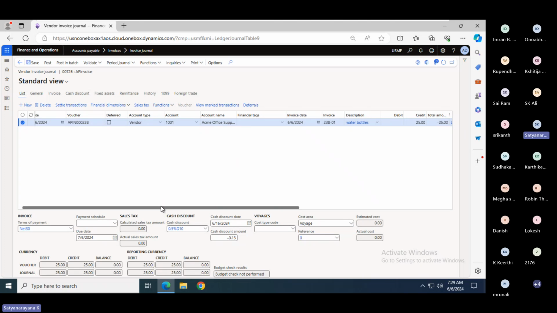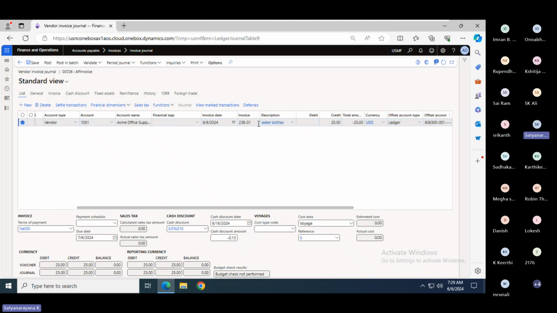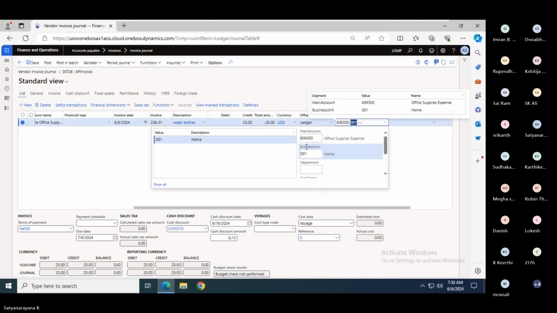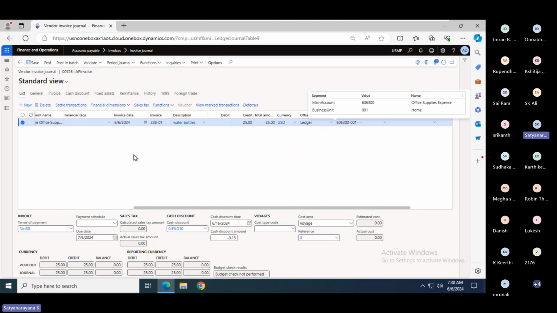Okay. Now, once it is saved, see, we have entered the vendor account number, the vendor invoice number, the vendor invoice date, what is the amount, and water bottles we are purchasing, and we have selected the offset account, some expenses. It is office expenses. Office expenses I have selected. Now you can click on.